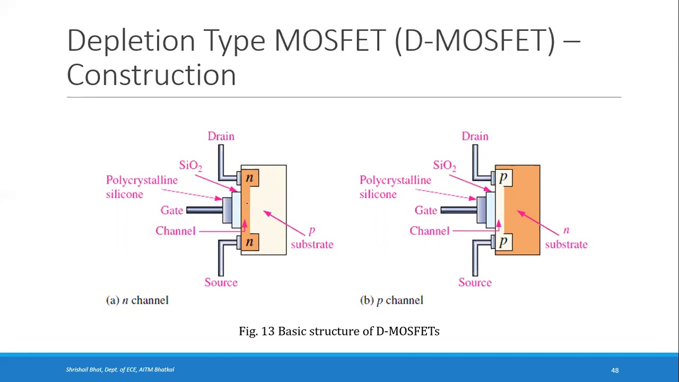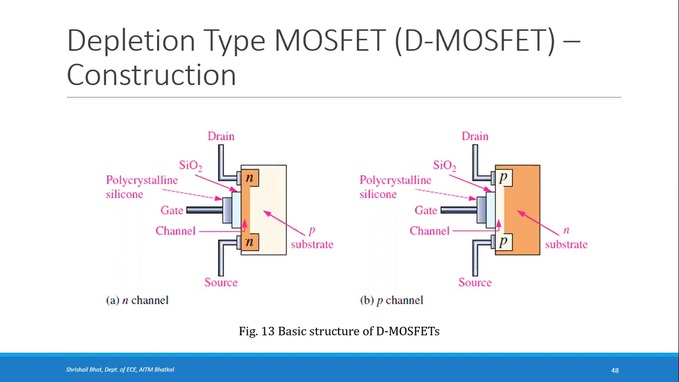If positive charges are induced, then what happens? The channel is of N-type, and if positive charges appear here, positive charges in the sense there will be holes. So if holes appear near this, the holes combine with the electrons. Electrons, they were part of the channel.